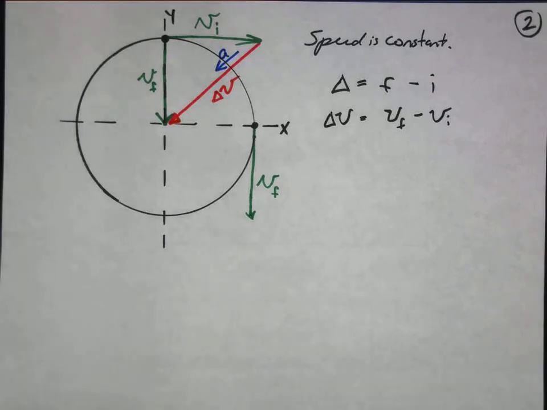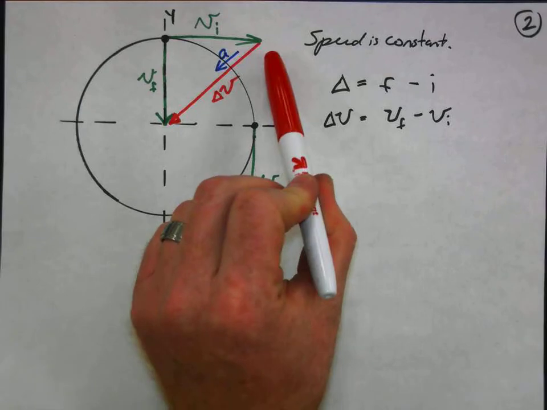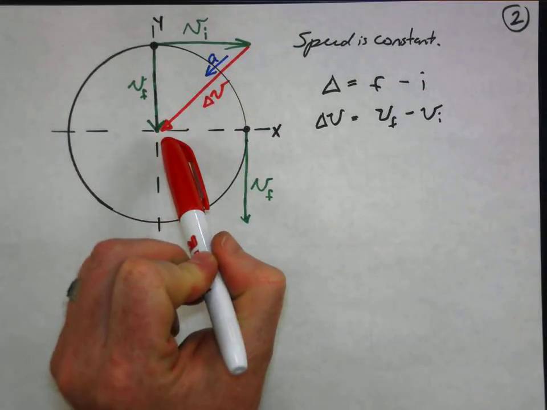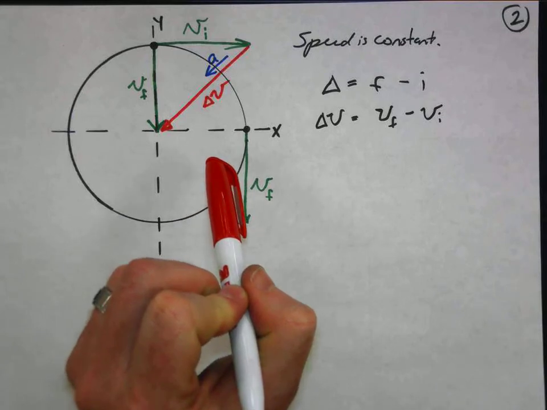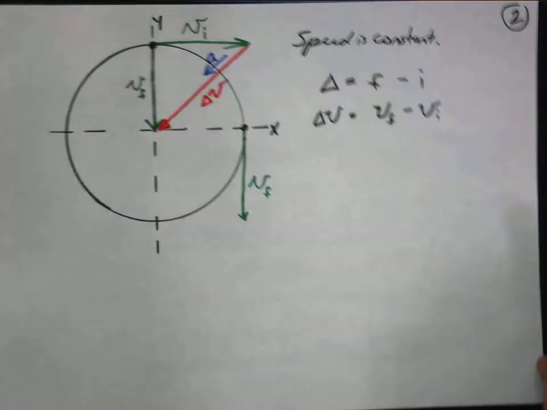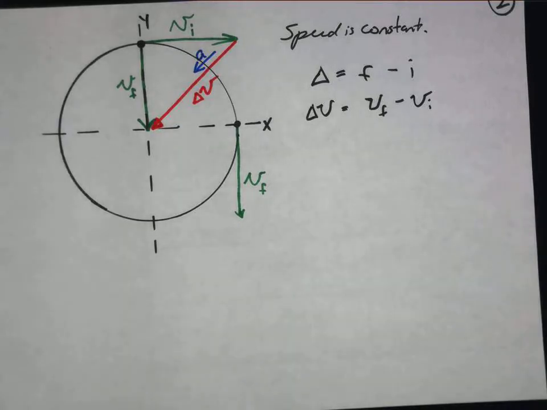So the question is going to become that, of course, you notice the delta V is headed toward the center of the circle. That's the change in velocity, right? It's pointed at the center. Will it always be pointed at the center? Will this always be the case? Well, what's going to happen when we look at the object down here?